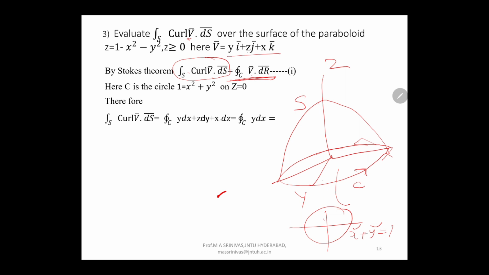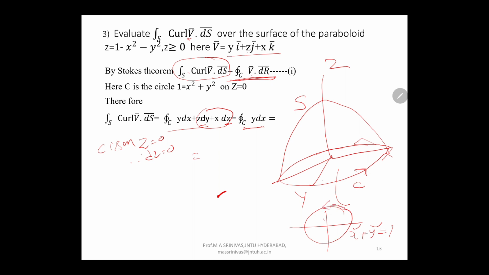Next is z dy plus x dz. This is to be evaluated along C. Where is C? C is on the xy plane, on z is equal to 0. Therefore, dz is also 0. dz is 0, z is 0. Therefore, these two go out, and only this will remain. So, integral y dx I have to evaluate along this curve.